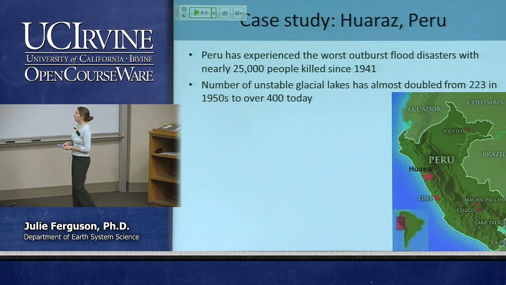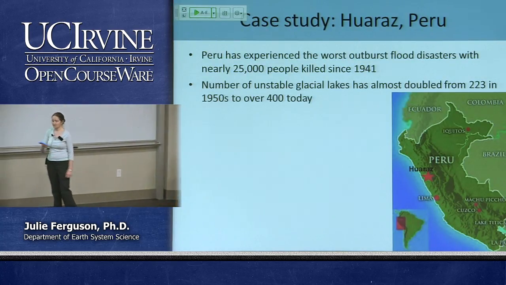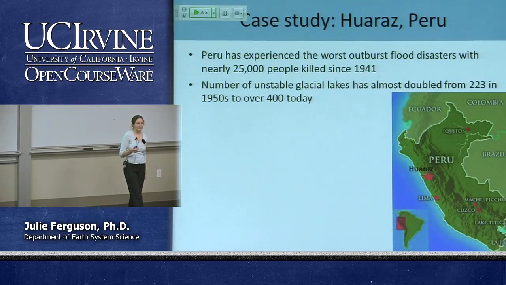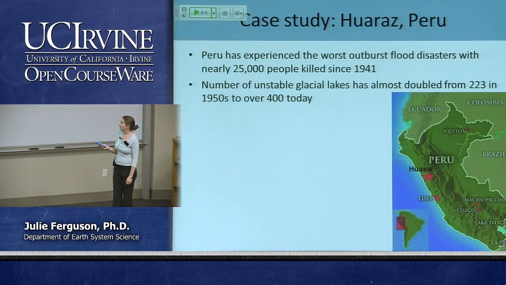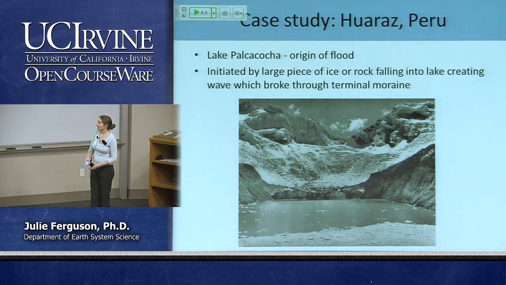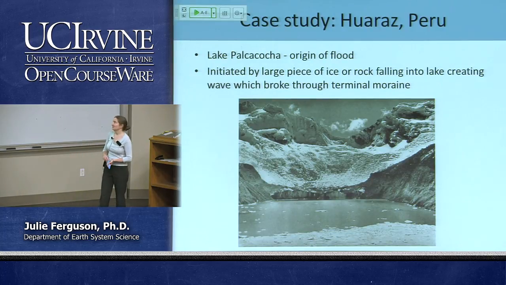And in particular, Juarez, which is where the star is here. Remember, we're in South America now, in the Andes, is a big deal. Okay. And this is the lake that was the culprit. This is Lake Palcacocha. Again, not very good at that. And this was our origin. And so what happened is you can see again how that glacier sits above the lake. And we had a block of ice that broke off and moved into the lake. And it caused a flood. And it broke through the terminal moraine.